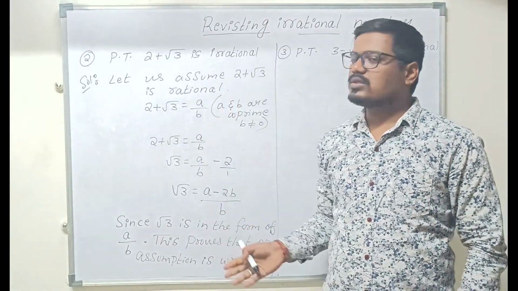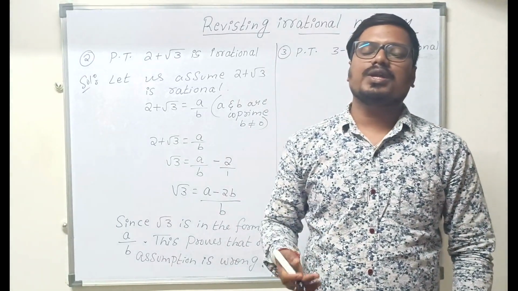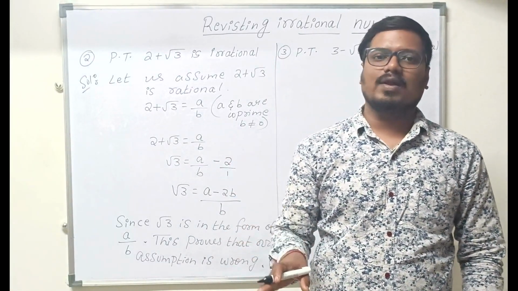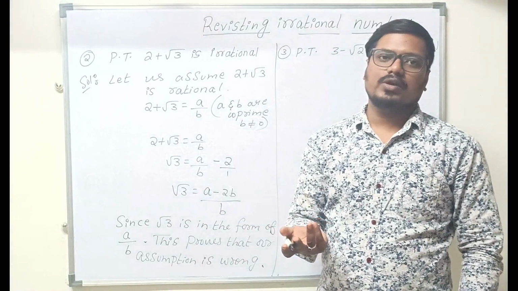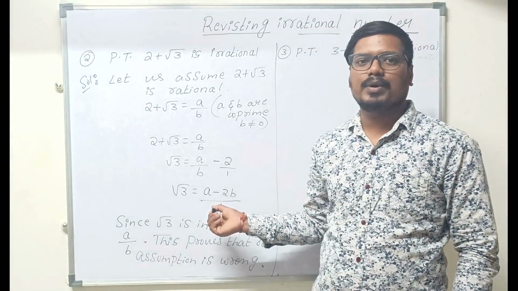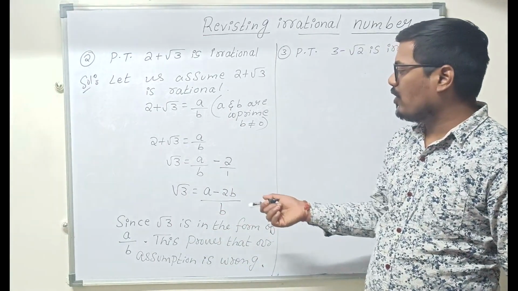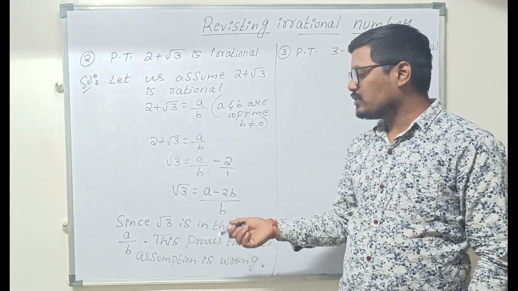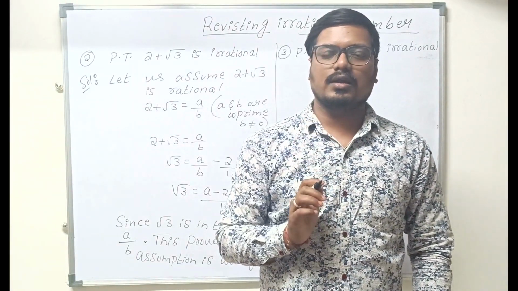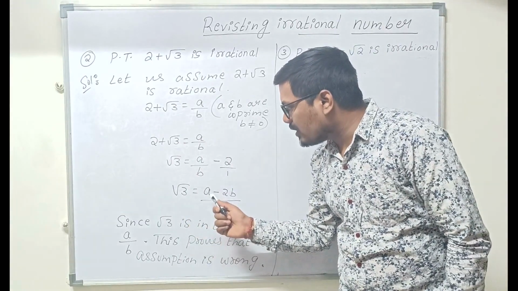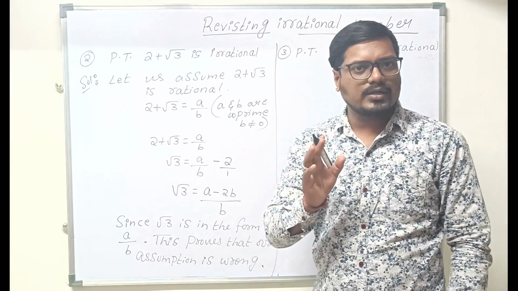Understood? These are the small steps that you need to write. Why? Because root 3 we already proved. So root 3, root 5, root 7 are already proved to be irrational. Since it is irrational and a by b is rational, there is no equal sign. Can an irrational number become a rational number? It's not at all possible. Reason: an irrational number cannot be written in the form of a by b. Please understand this step. Got it?